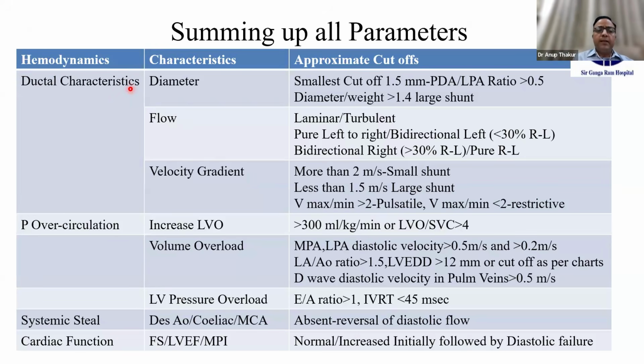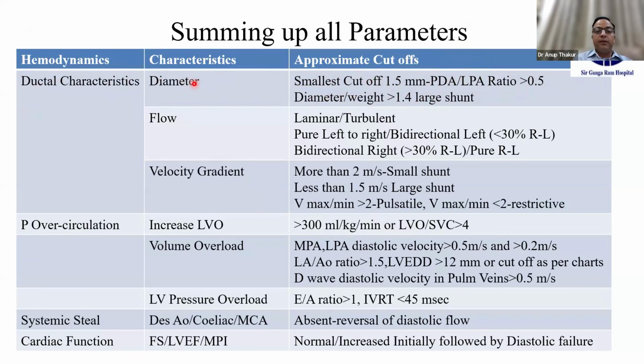So summing up the parameters, you can look at the ductal characteristics. So you can see the diameter and the cutoffs I told you, the smallest cutoff is 1.5. You can look at the PDA-LPA ratio. The cutoff is 0.5. That means the PDA is at least larger than half of the LPA. And the diameter by weight could be indexed if it is more than 1.4. Again, it could be a large shunt.